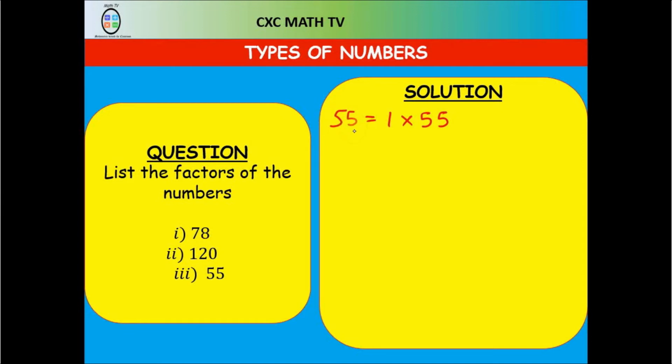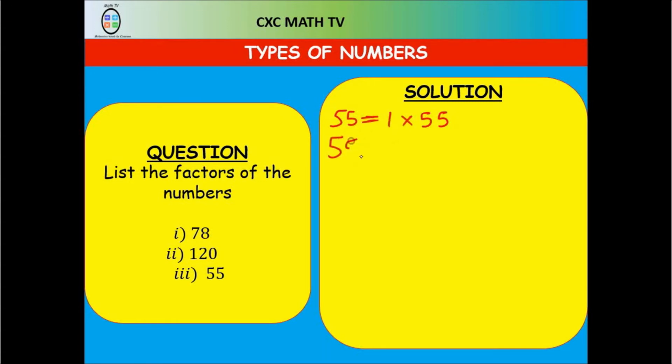Now, we definitely know 2 and 3 cannot go into 55, right? Just looking at the number, 2 doesn't look like it can go into it. For 3, when you add 5 and 5, you get 10, so 10 is not divisible by 3. And so 4 won't work. And so again, let's try 5.